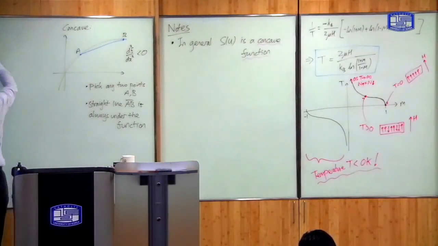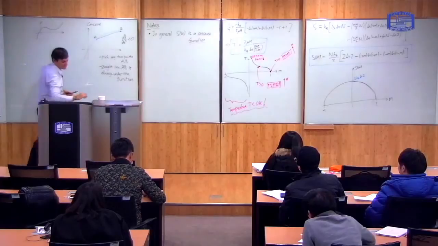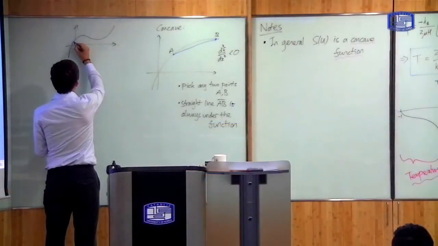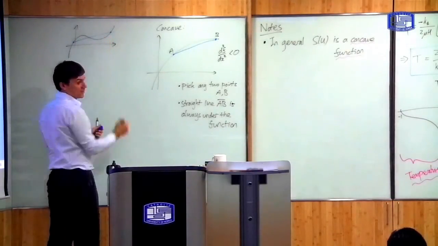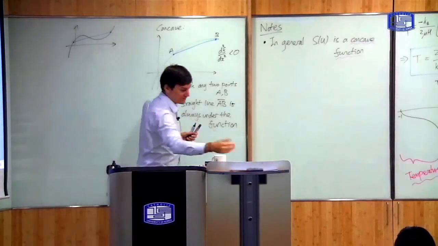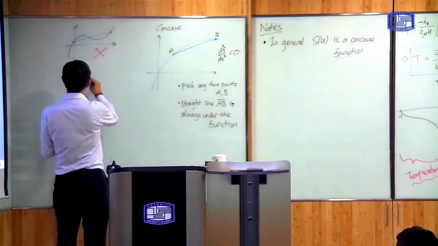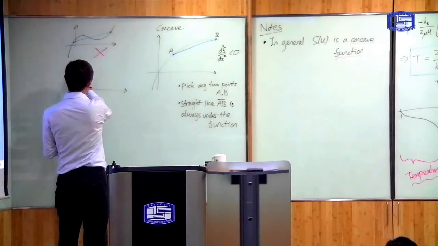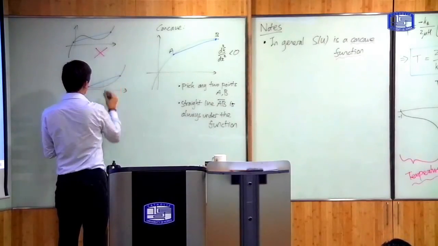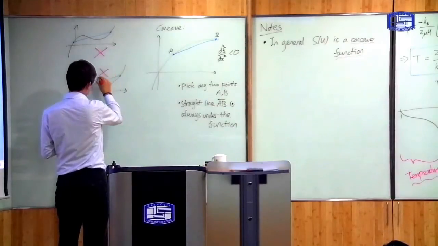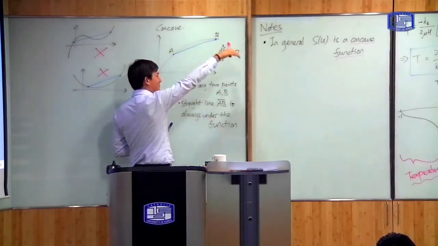Okay, so you can now see immediately what kind of curves are concave or not. If I have a curve like this, it is not concave, because I can choose a point here and a point there, and then the straight line is sometimes below and sometimes above. So this one is not concave. If I have a function which looks like this, it is also not concave, because in this case the line always lies above the function, right? This one is actually called convex. But a function which looks like this, which is curving down, is concave.